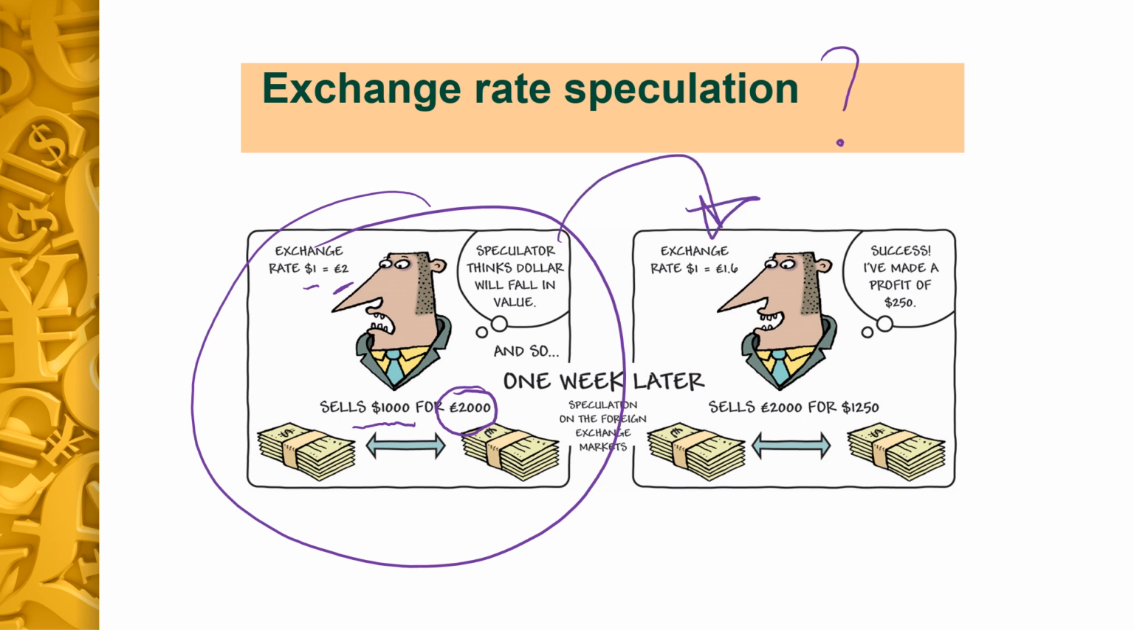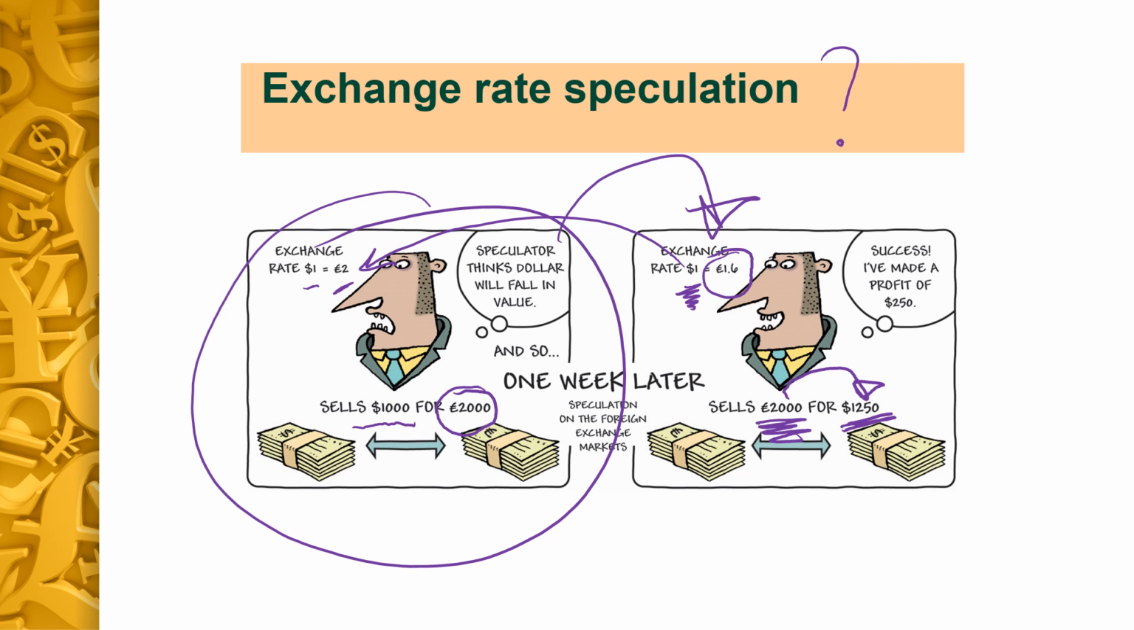If the dollar is falling in value, it means $1 will not get me 2 euros anymore. It will be getting me 1.6 euros. So if I want to sell the 2,000 euros, which was worth $1,000 before, I will sell the 2,000 euros for $1,250. So in other words, it is a success. I've made a profit of $250 from the same amount.